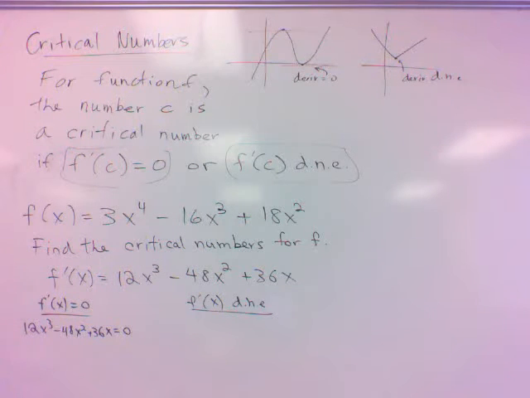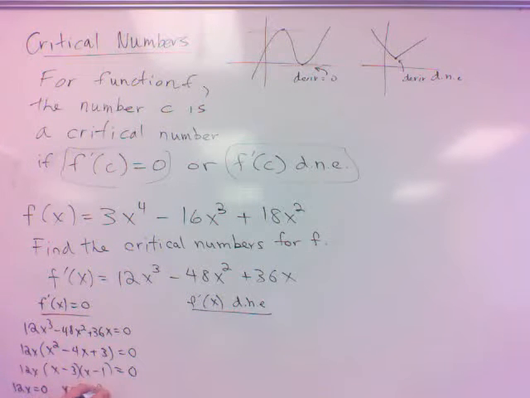Factor it up. This one is very nice. Got a common factor of 12x. That would be x squared minus 4x plus 3 equals 0. And that factors a little more: x minus 3 times x minus 1, doesn't it? Set those equal to 0 and solve for x. Divide by 12 here, we got x is 0. Add 3 there, you got x is 3. Add 1 there, you got x is 1. So we get 3 critical numbers out of that.